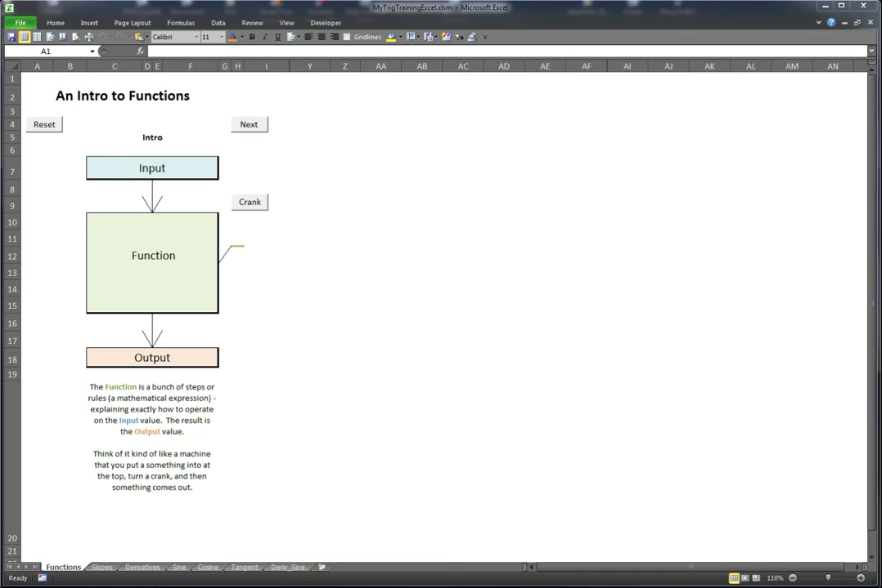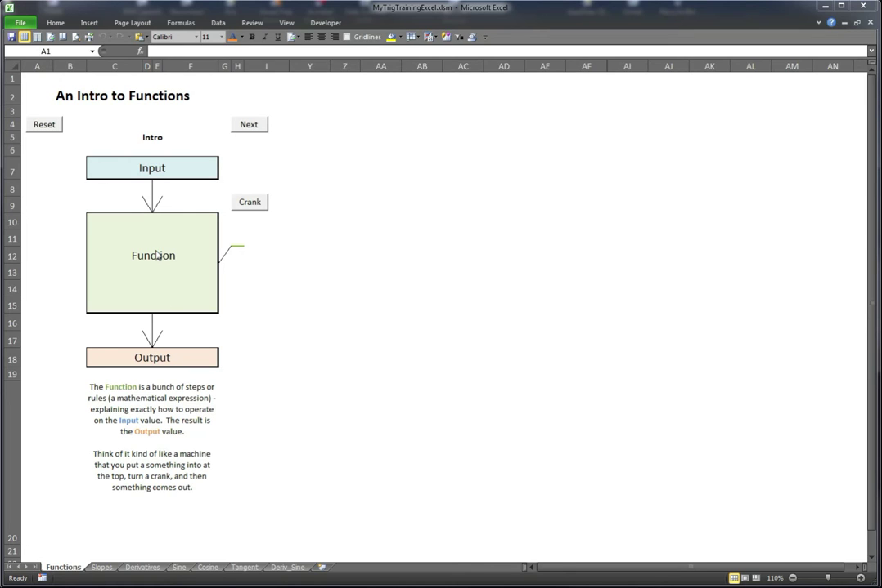So without further ado, a mathematical function. I like to think of it as a box or a machine, and you drop something in it, and you turn a crank, and it does whatever the rules say, which we'll talk about more, of course. And when you get done, you get an output.